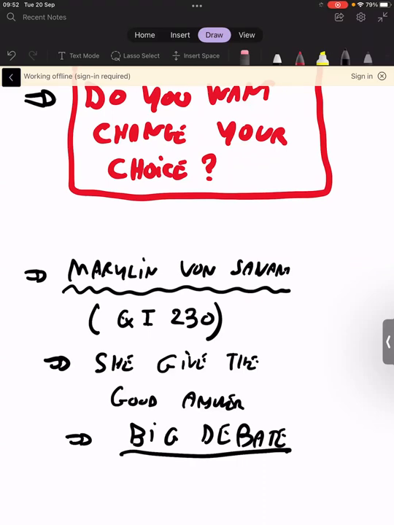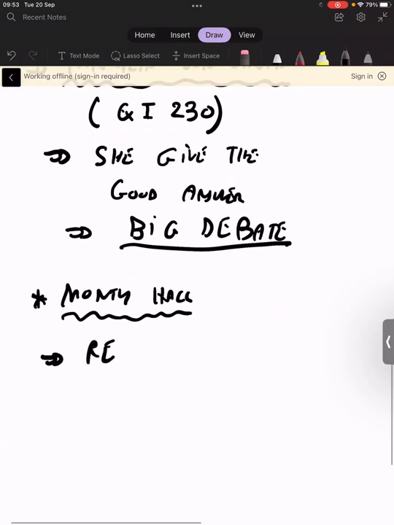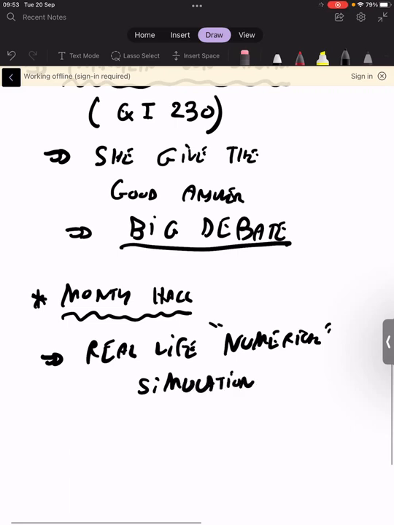So at the end, there was so much debate that Monty Hall himself, who is not at all scientific, decided to go to a countryside house with a lot of friends during a weekend, and to organize a real life numerical simulation. So he told one friend, okay, you will change the door every time. You will never change your choice. And then after playing many times, they see who is the winner. Okay, so I can do a break. Did you understand all the rules of the game?